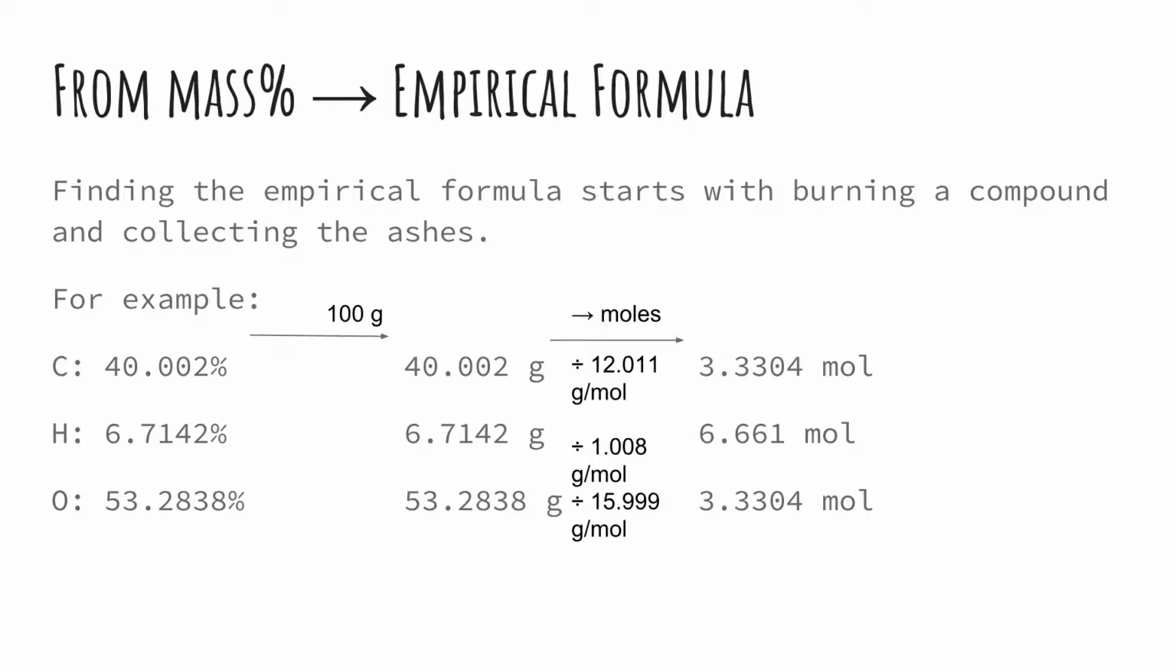So now that we have our moles, we find the ratio. That means we just find the smallest number of moles, and we divide all of them by that number. So, the smallest number is 3.3304, so we divide all of them by that, and we have our ratio, 1 to 2 to 1. Our empirical formula for this particular example is CH2O. Remember, this is just the empirical formula, not the molecular formula. We don't yet know the molecular formula. We can get there soon enough.